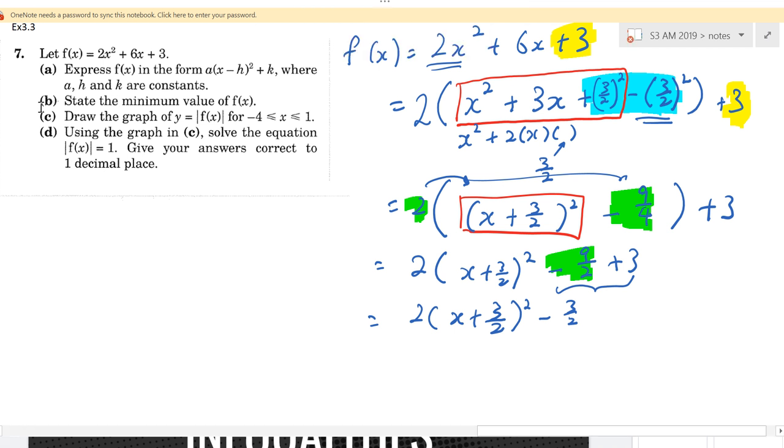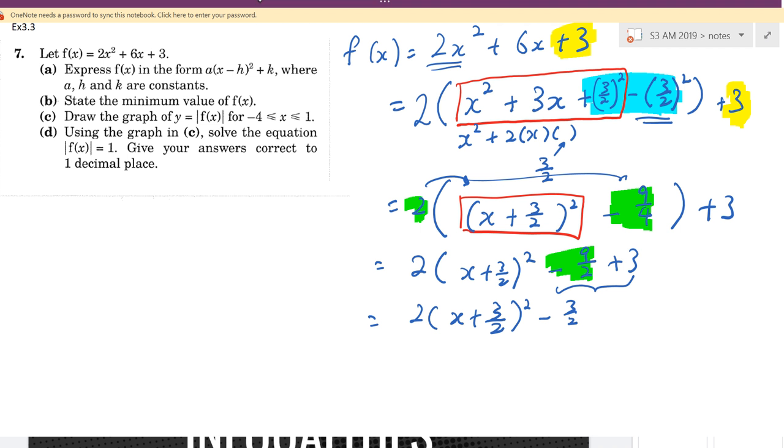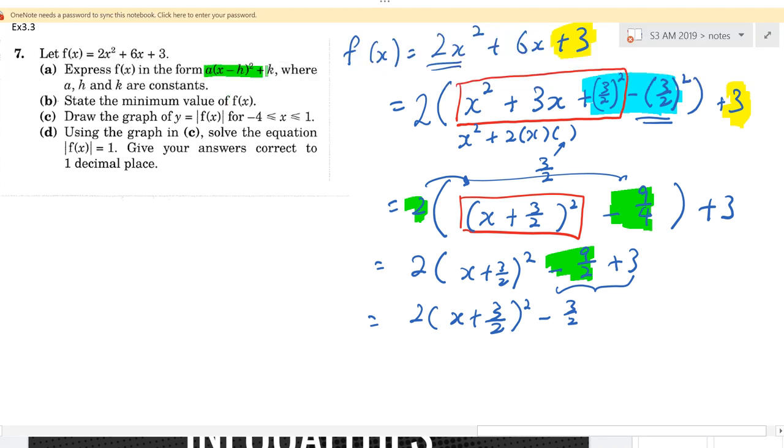Wait a minute. I am not comfortable with this. Do you see it's a minus? Yeah, never mind lah. Ignore lah.